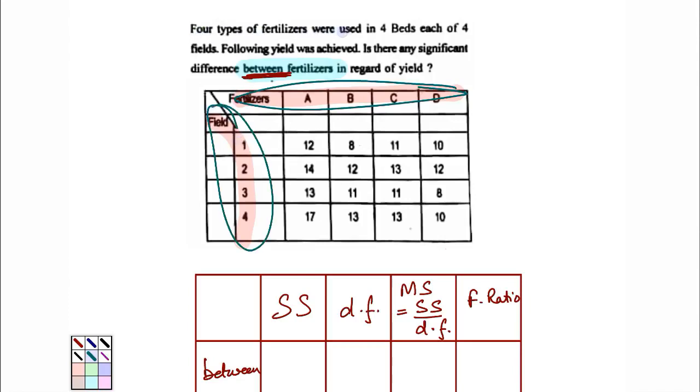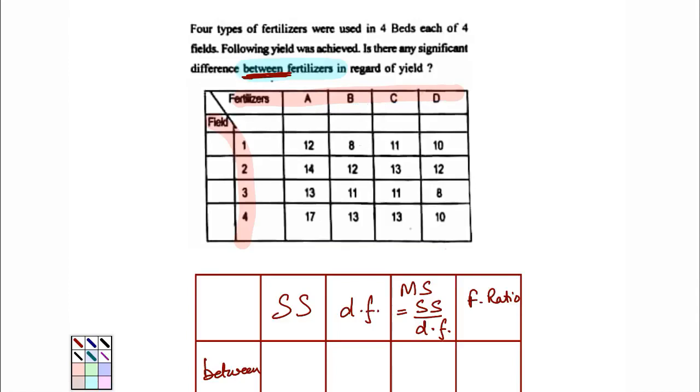4 types of fertilizers were used in 4 beds each of 4 fields. So we had 4 fertilizers A, B, C and D. They were used in fields. So in the first field there were 4 beds where I used A, B, C, D. In the second field there were 4 beds where I used A, B, C, D. So I used 4 types of fertilizers on 4 different fields.